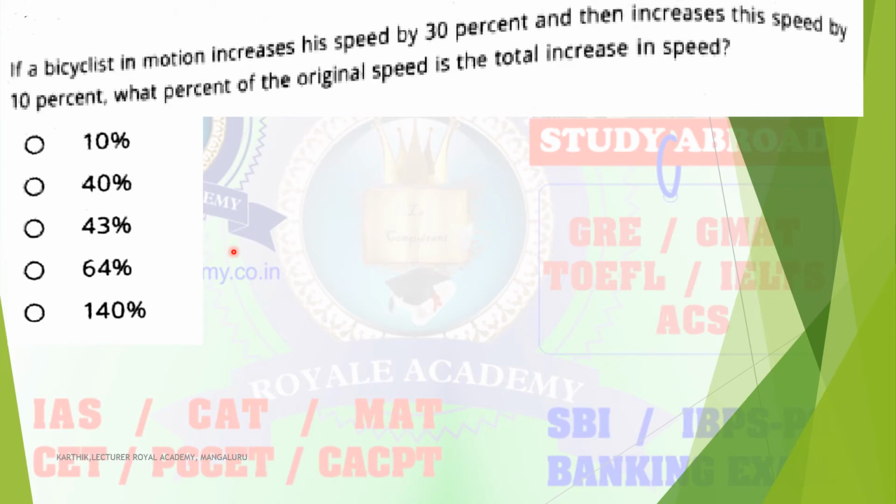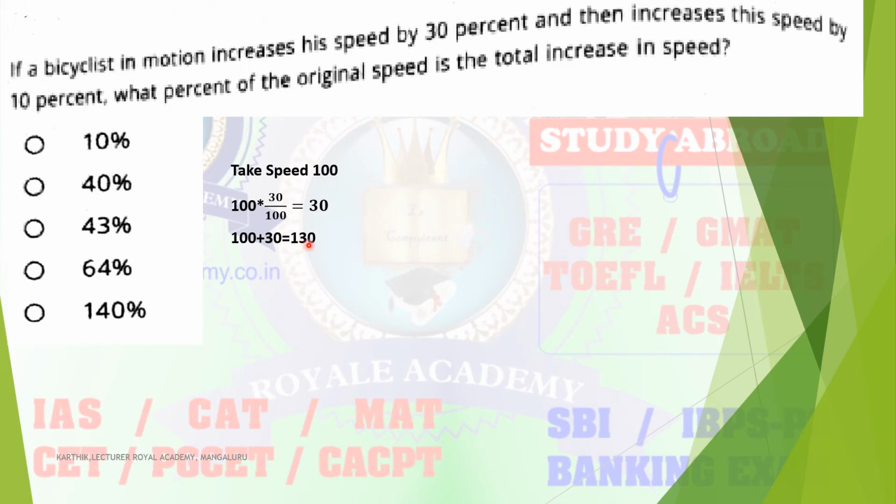For a percentage problem, if no value is given, you should choose 100 as the original value. Why? Because for percentages you multiply by 100. So take the initial speed as 100. First the speed is increased by 30%. So 30% of 100 is how much? 30.